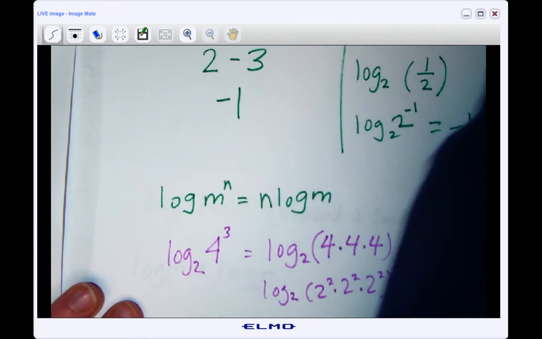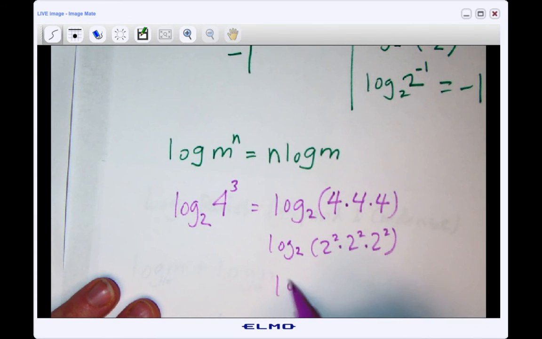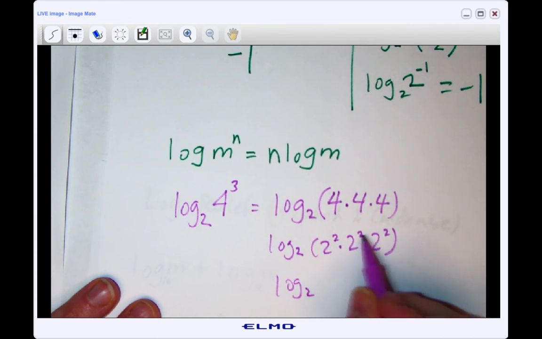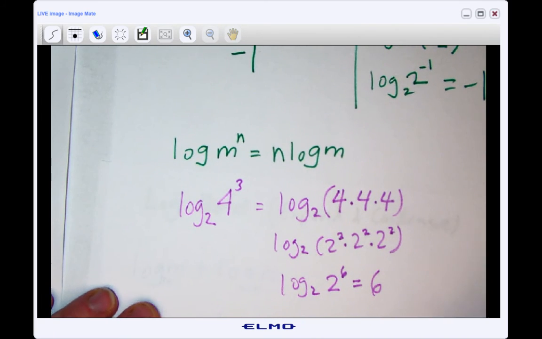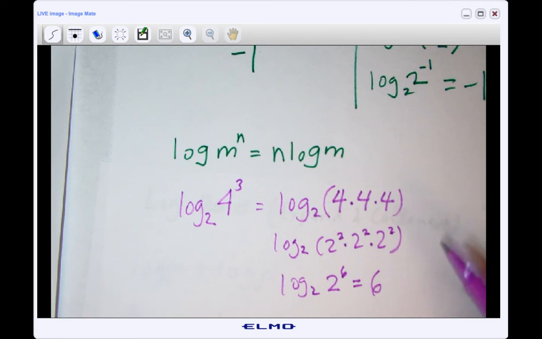All right. And then let's take a look. That would be log base 2 of 2 plus 2 plus 2. So 2, 4, 6, of 2 to the 6th. So this one would be a 6, because what do I have to raise 2 to get 2 to the 6th? 6. All right.